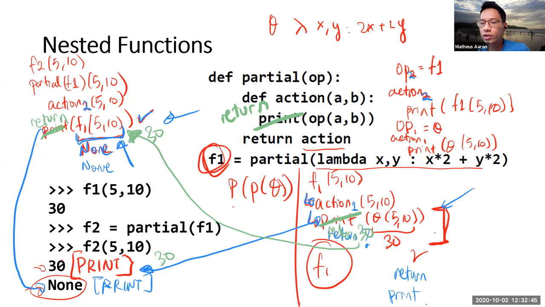So if you change the print to return, okay. So wait, so 30 comes from print from F1? Yes, correct. 30 comes from print from F1. Then what's the new Y value?